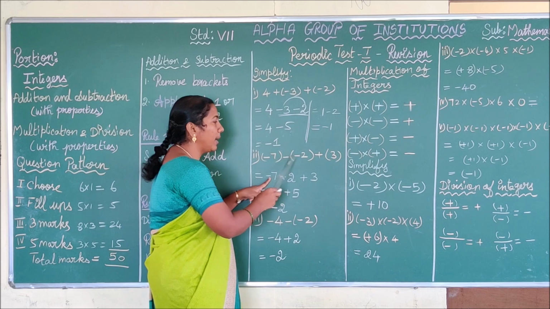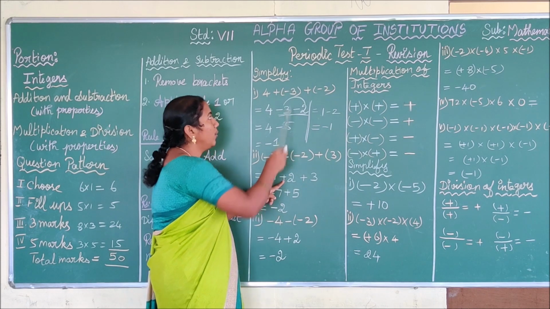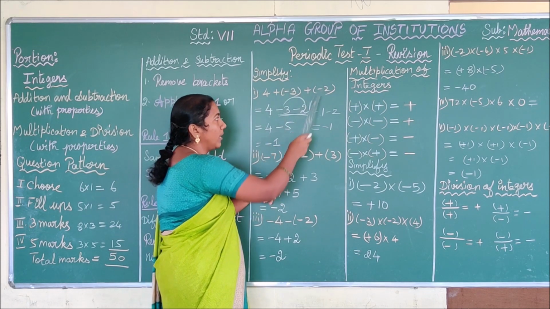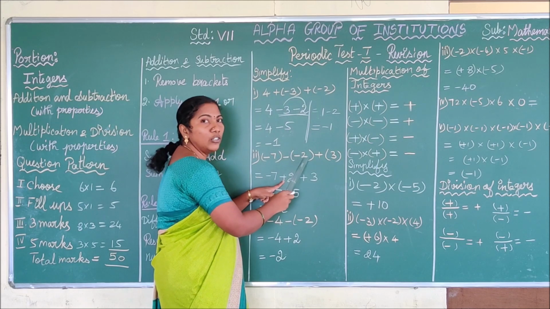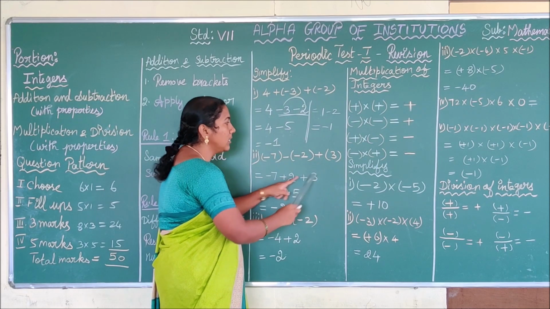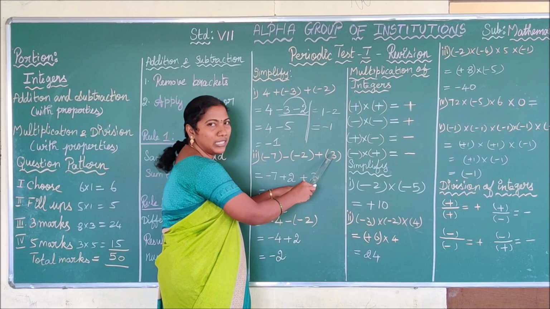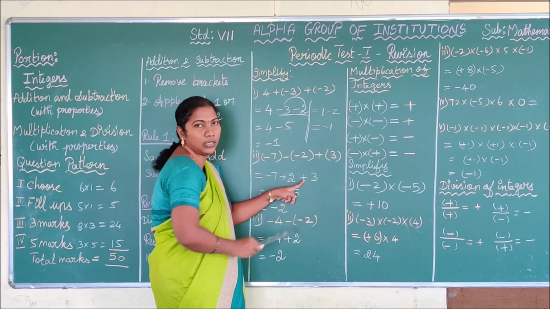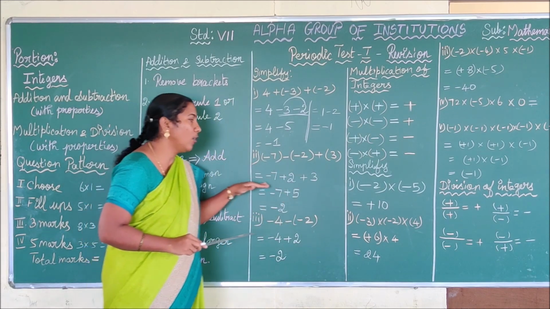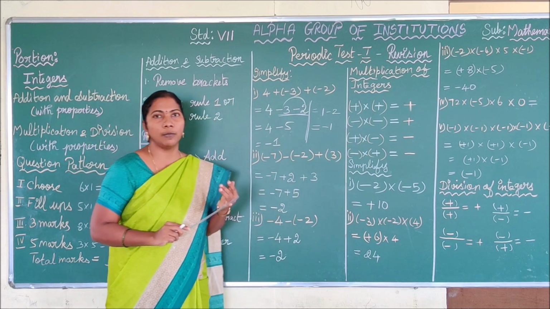Here you have to multiply minus into minus, plus. Here you have plus into minus, minus, plus into minus, minus. Here we have minus into minus, plus, and plus. Inside the bracket you have plus symbol only, so plus into plus, plus. Is it clear, children? Thus we have removed the bracket. The first step is over.